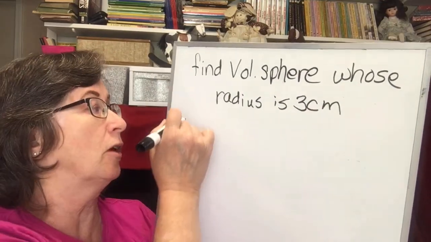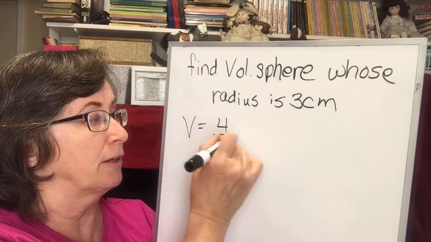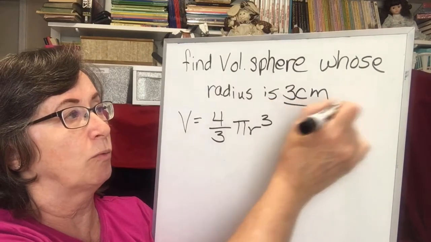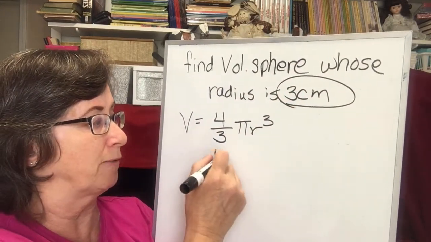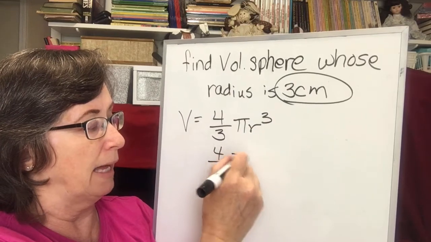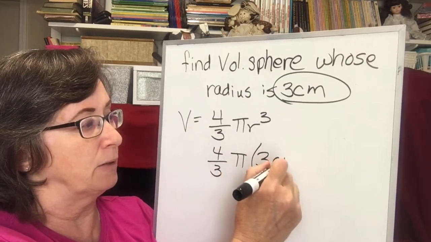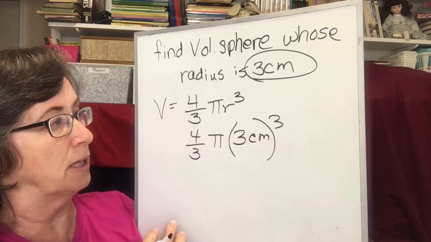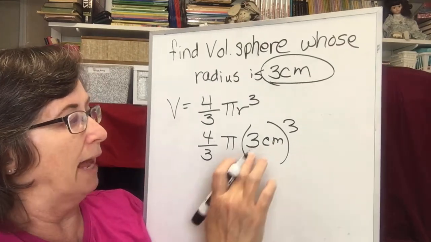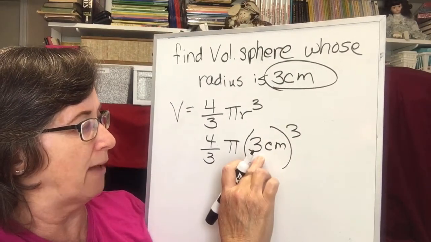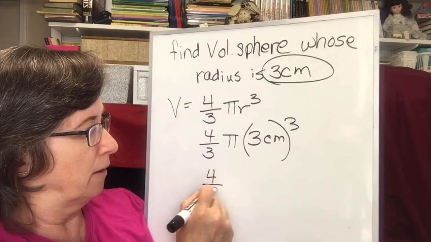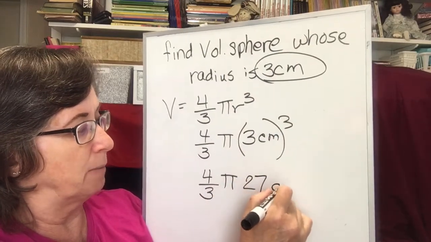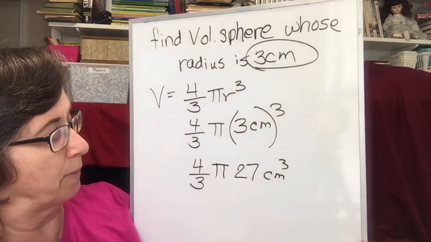So again, we need to know volume is 4/3 pi r cubed. We know that our radius is 3 centimeters, so it'll be 4/3 pi times 3 centimeters cubed. Centimeters times centimeters times centimeters gives me cubic centimeters, and 3 times 3 times 3 is 27. So I'm going to have 4/3 pi times 27 cubic centimeters.